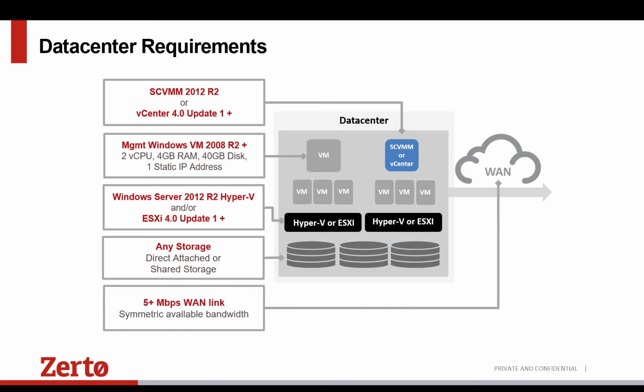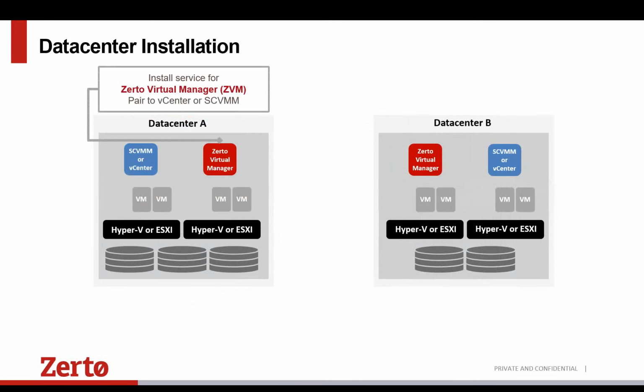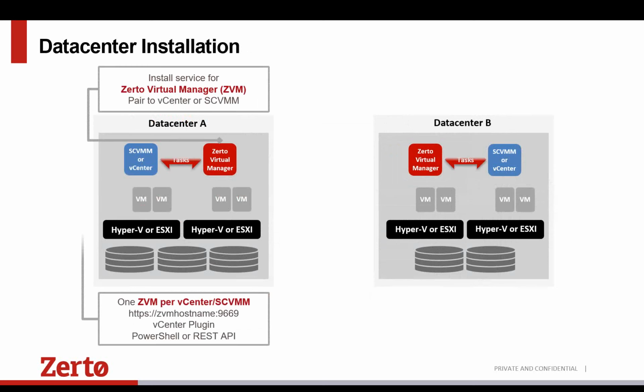Once you've met these requirements, the next step is the installation of the Zerto Manager service onto the management VM, which you then pair to your System Center or virtual machine manager, which gives you access to the Zerto GUI via our vCenter plugin, a PowerShell or REST API, or very simply point a web browser at the address that you can see there, and you'll have easy access to management of your disaster recovery.